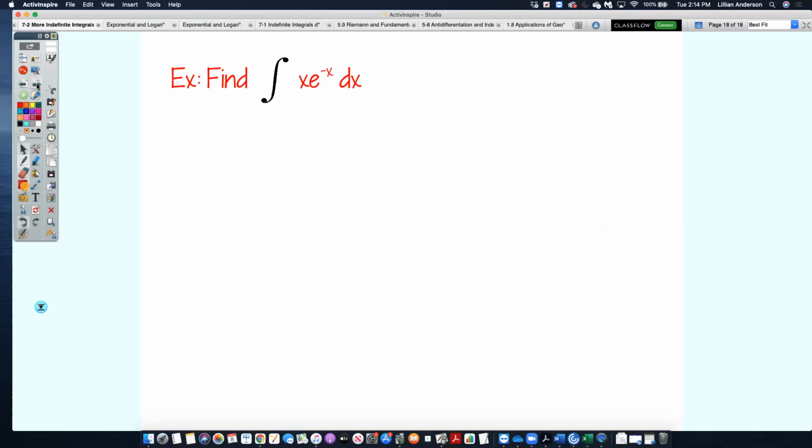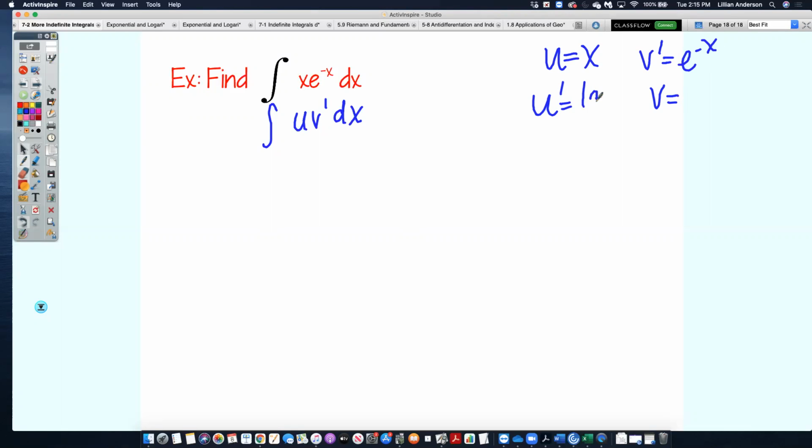Essentially what this breaks down to is that these are your pieces, or your parts. This is your u, this is your v prime, and then you apply the formula accordingly, okay? So u is going to be equal to x, v prime is going to be equal to e to the negative x. In order for us to do integration by parts, we need their corresponding pieces. We need u prime and we need v. U prime is nothing but the derivative of u, so it becomes 1 dx. And then v is essentially the antiderivative of e to the negative x.